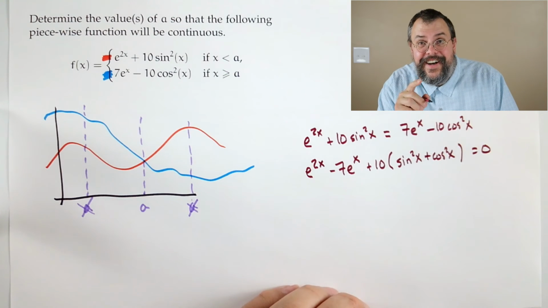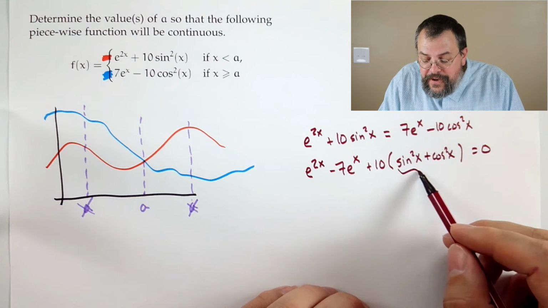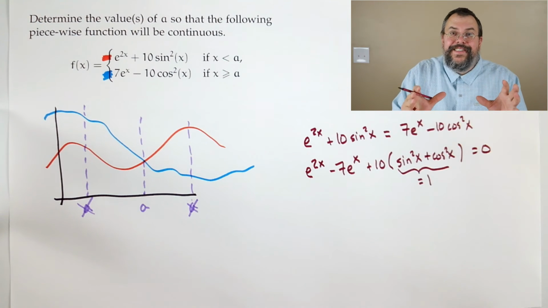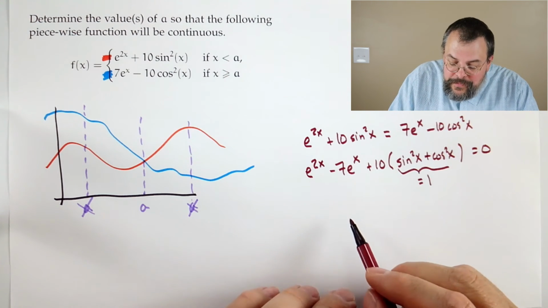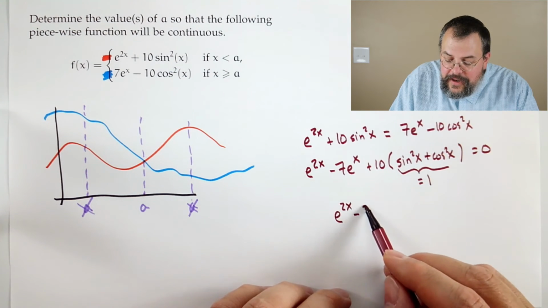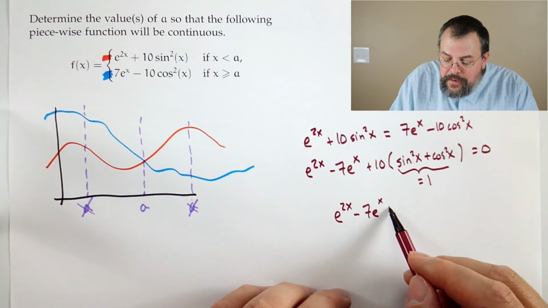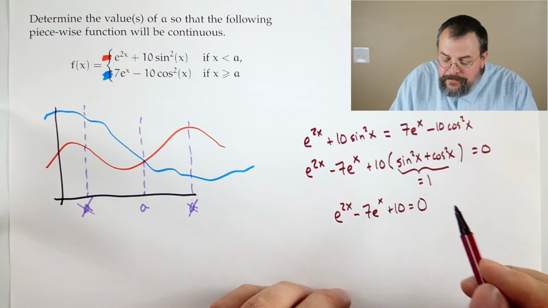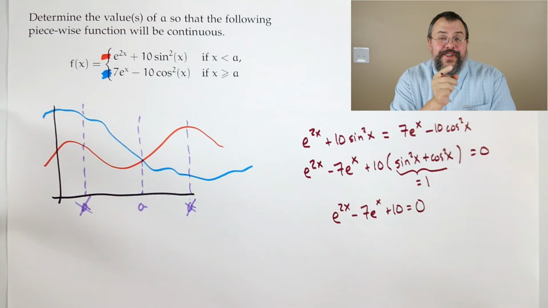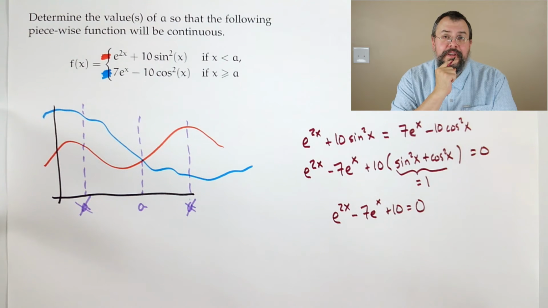Now, you see it, right? Sine squared plus cosine squared equals 1. Oh, good stuff. So, now we're like, okay, we're making it. e to the 2x minus 7 e to the x plus 10 equals 0. Now, we're closer, but we're still not quite there yet. We have to start thinking, how do we solve this?